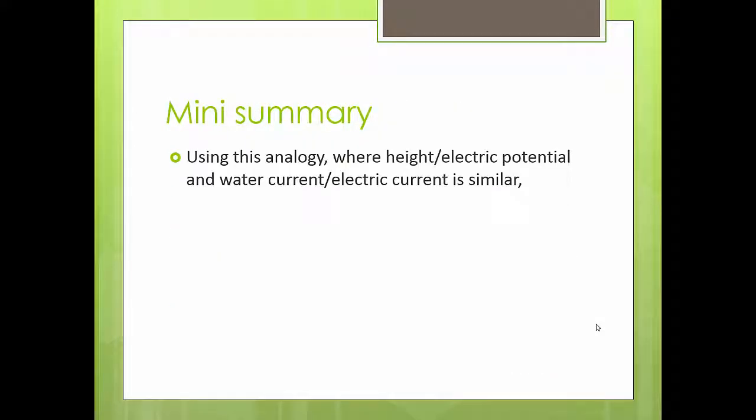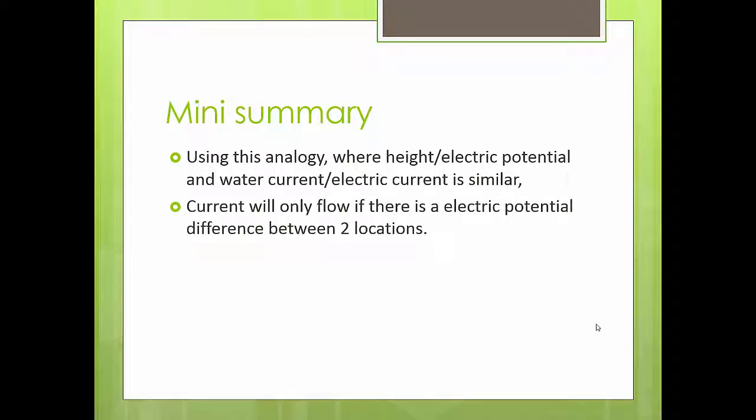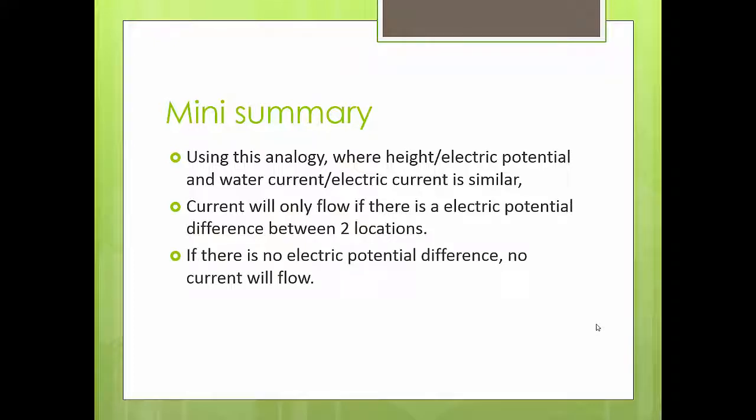Mini summary: using this analogy where height is like electric potential difference and water current is like electric current, current will only flow whenever there's an electric potential difference between two locations. If there's no electric potential difference, no current will flow. And current will always flow from high to low electric potential.